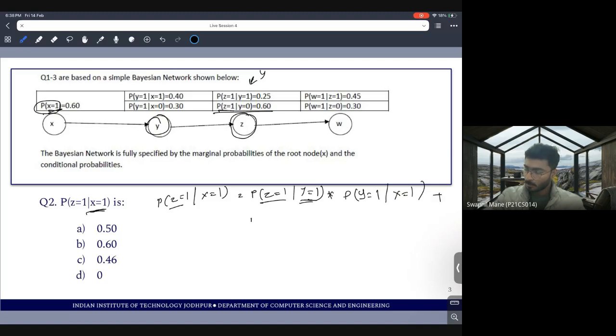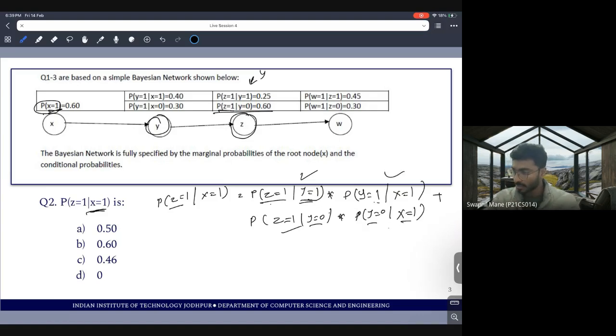Plus the probability of z is equal to 1 given that y is equal to 0, for the other condition, y is equal to 0. At this point as well, we need to consider the probability of y is equal to 0 given that x is equal to 1. Understood? Considering this, we get the probability of z is equal to 1 given that x is equal to 1. This is the chain rule, a dependent probability we are calculating, combining the probabilities for y is equal to 1 and similarly for y is equal to 0 given that x is equal to 1. Here the question has provided this probability, this one is also provided, this one is not provided.